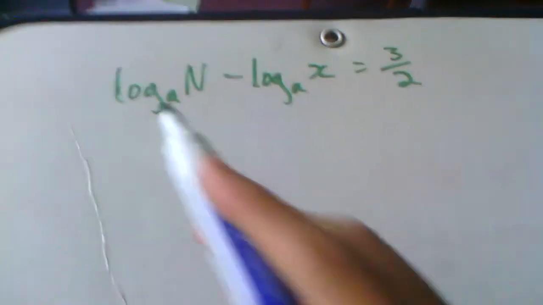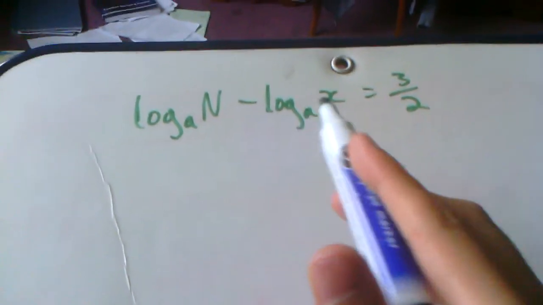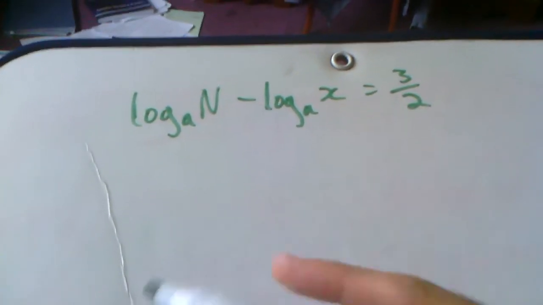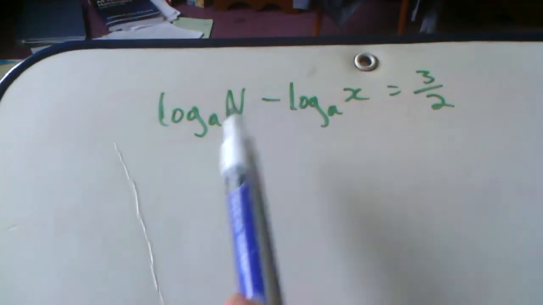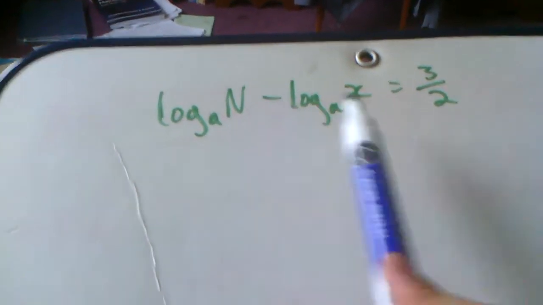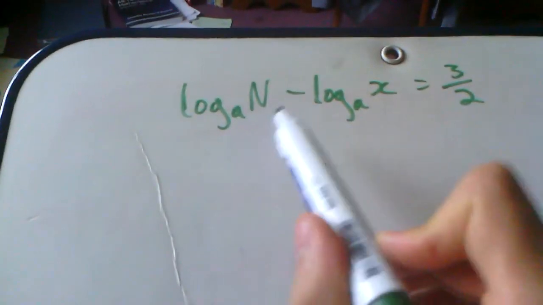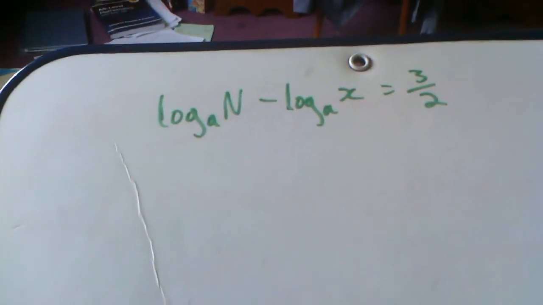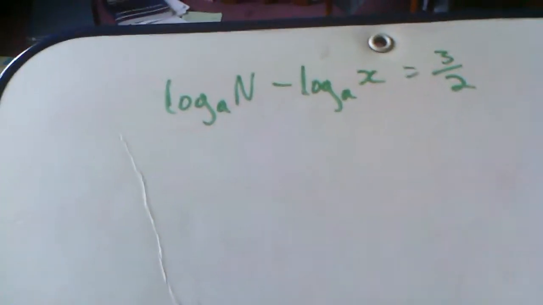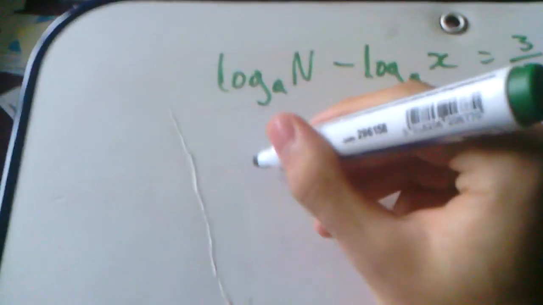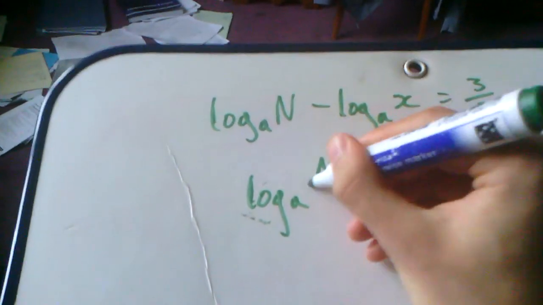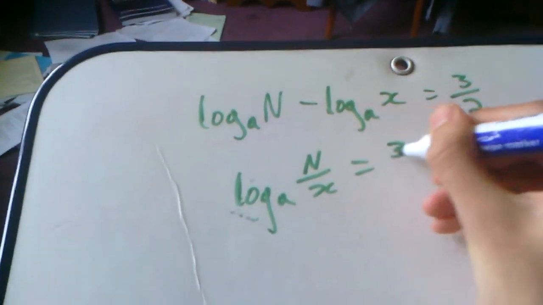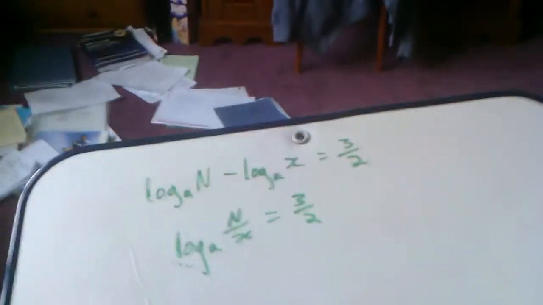Anyway, log to the base a of n, take away log to the base a of x equals 3 over 2. So this is obviously using our laws of logs. If we have logs to the same base and we're taking them away, you should know we will actually divide the n and the x. So log to the base a of n over x equals 3 over 2, or 1.5. Yeah?